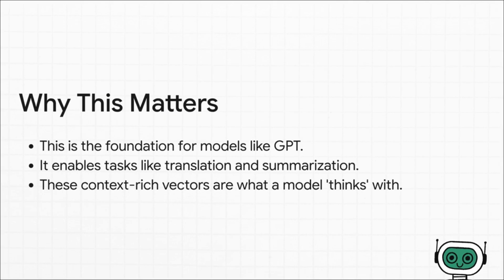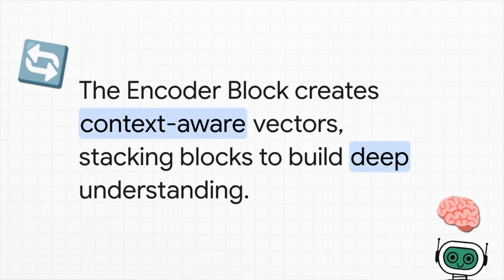So, why is this so important? Because this mechanism is the bedrock of how models like GPT actually understand language. It's the engine that powers everything from machine translation to text summarization. Those final context-rich vectors we just talked about, you can think of those as the raw material for the model's thinking. So let's just quickly recap.